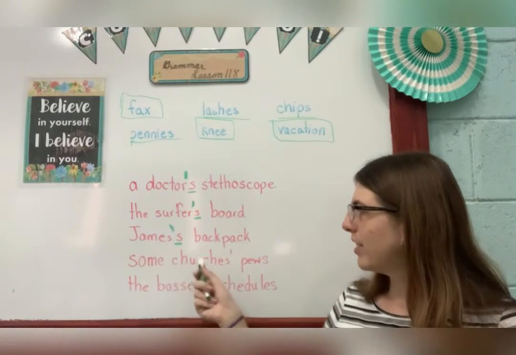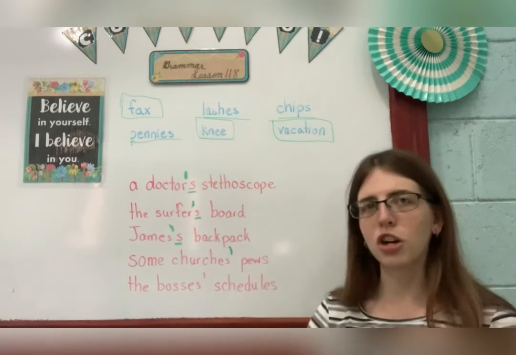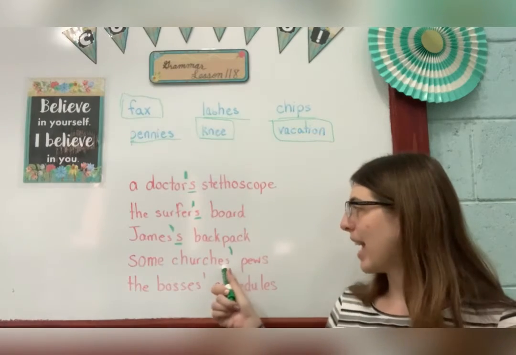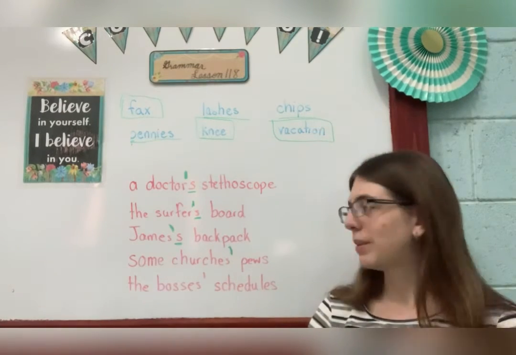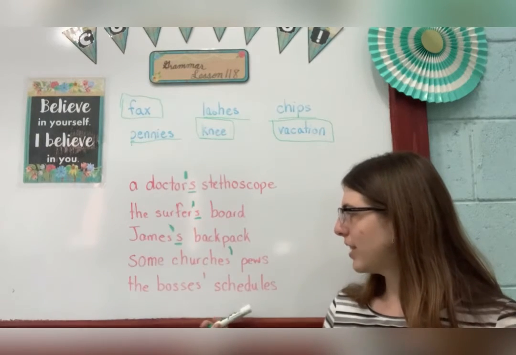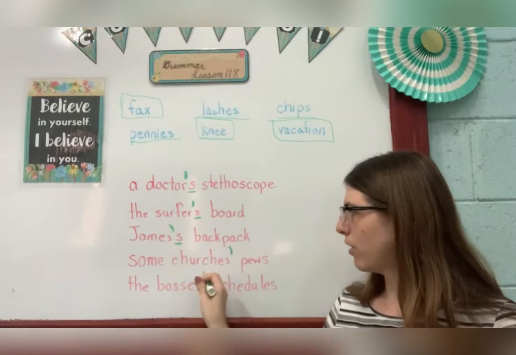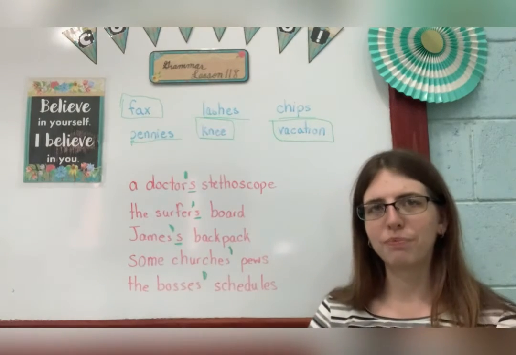But any plural nouns that end in S, you add just the apostrophe. For example, some churches' pews. Those are the bancas in a church. You don't put apostrophe S because it already ends in S, it's plural. Some churches' pews. The boss's schedules, okay? Bosses, that's your plural noun. Boss's schedule, okay?